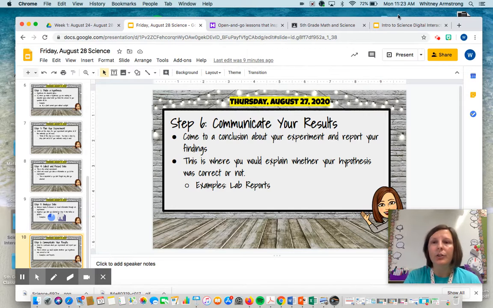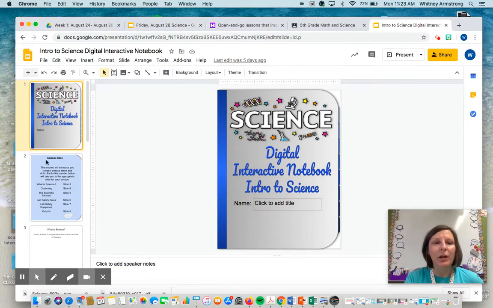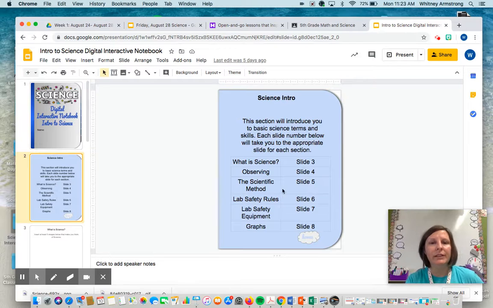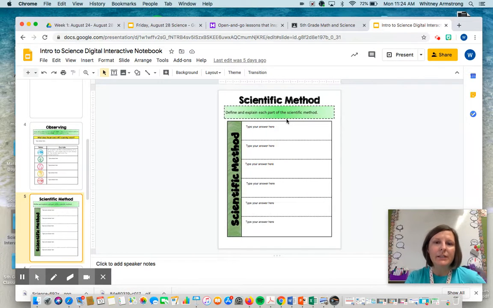So now your assignment. So we're going to go back to, again, your interactive notebook. If you notice, this is kind of a common theme here. Interactive notebook. So if you go to your table of contents, right here, scientific method, slide number 5 is where we're going. So it looks like this. So what you're going to do is define and explain each part of the scientific method. So in order, this has to be in order, you're going to write the name of the step and what it means. Okay, so you'll write the name of the step and you'll write what it means.